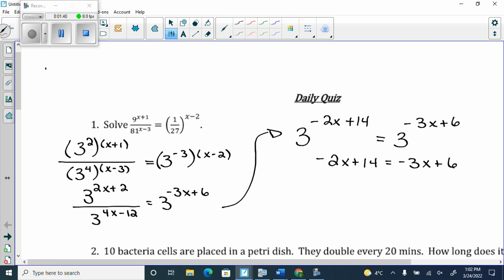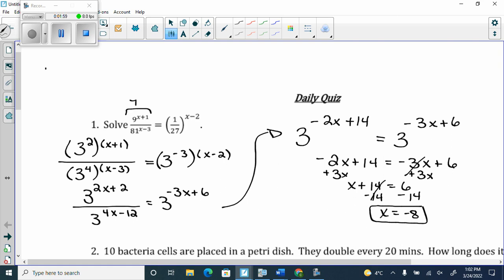I'm going to add 3x. And I get x plus 14 equals 6. Subtract 14. x equals negative 8. And remember, we could y1, y2 this. And we should go second trace 5, enter, enter, enter. We get the same answer.